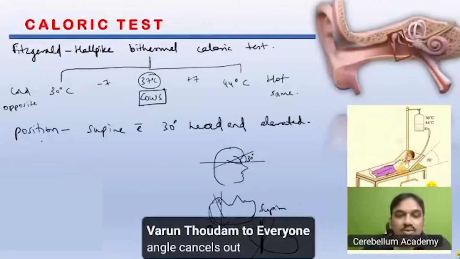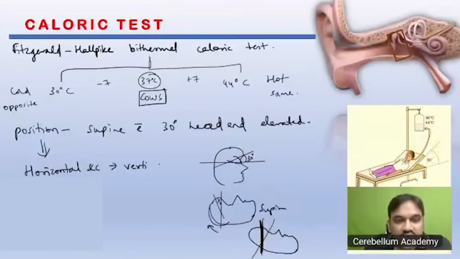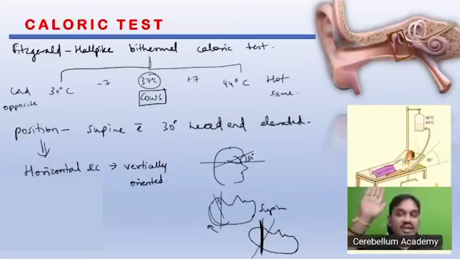Understood? Now, what I am doing here in this position, the horizontal semicircular canal is becoming vertically oriented. Horizontal canal becomes vertical. Why should you make it vertical? Because due to gravity, the fluid movements will be faster. So you will get a quicker response, a better response. Understood?